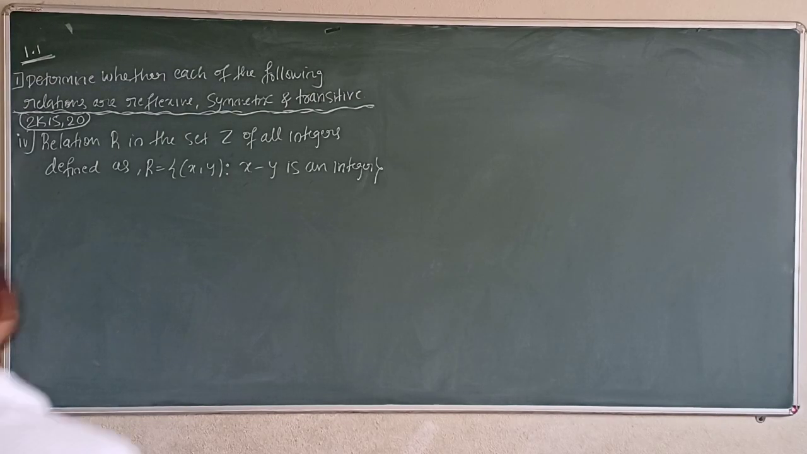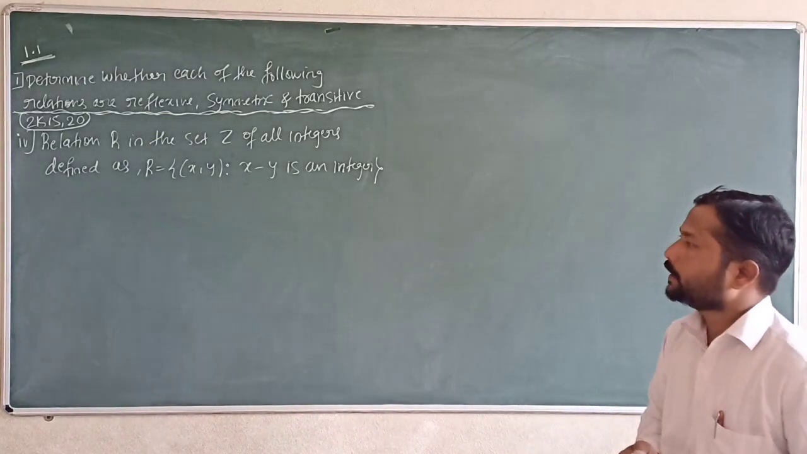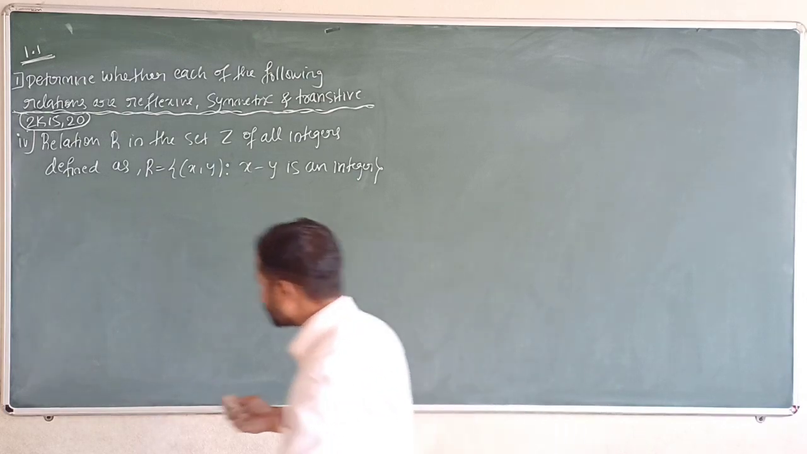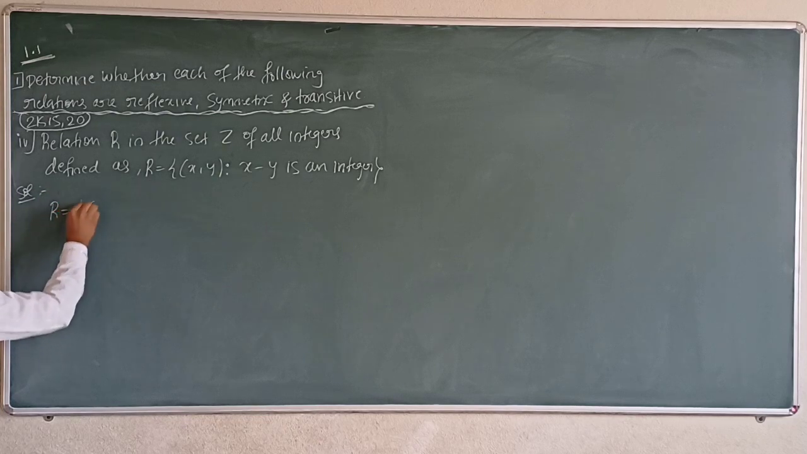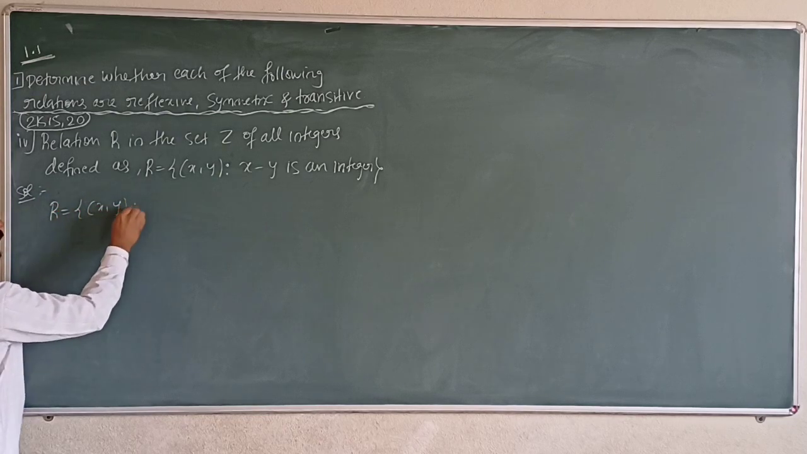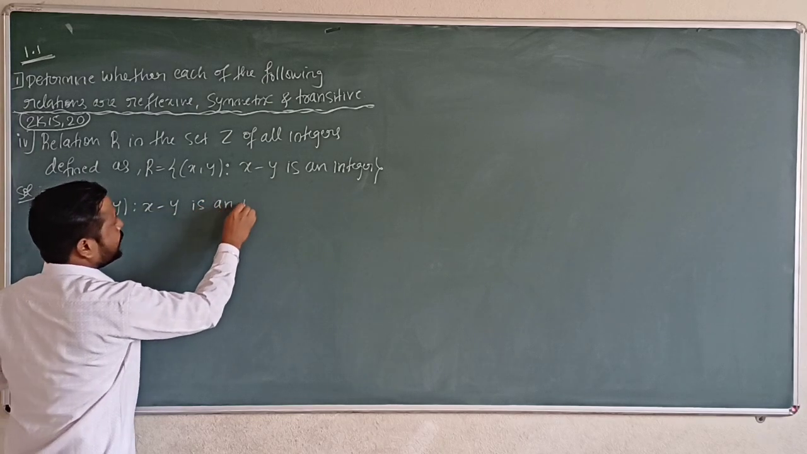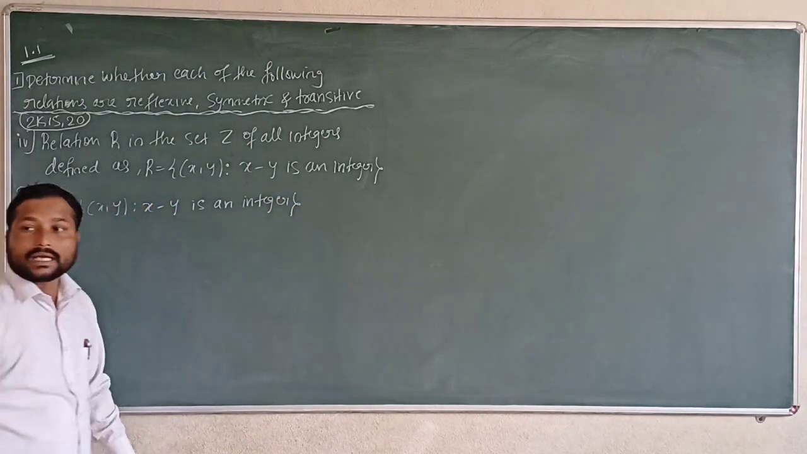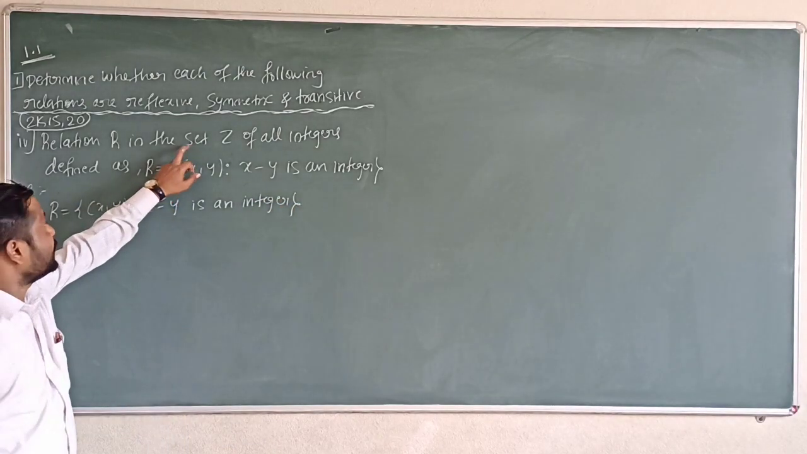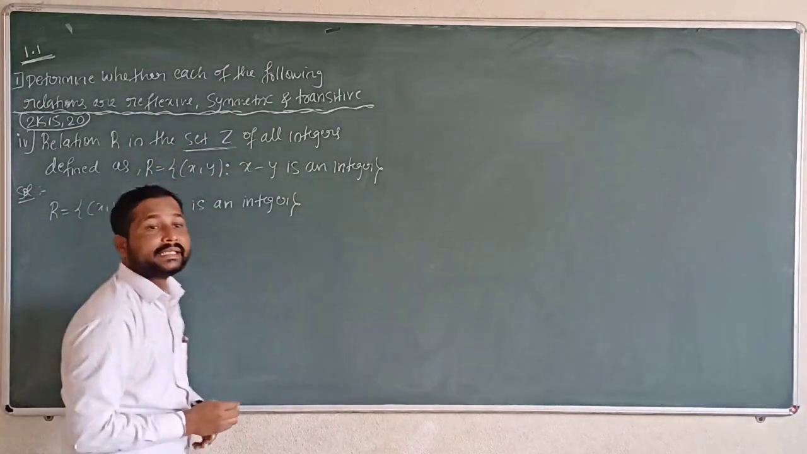Take question number 4. The relation R in the set Z of all integers is defined as R equals the ordered pairs (x, y) such that x minus y is an integer. The relation R is in the set Z, meaning integers.